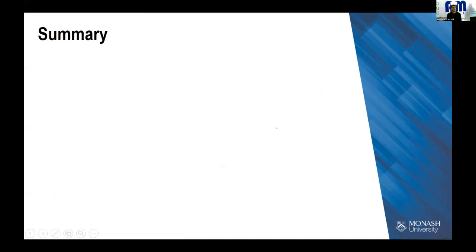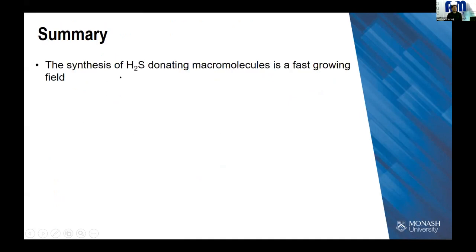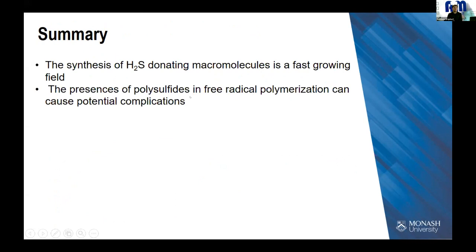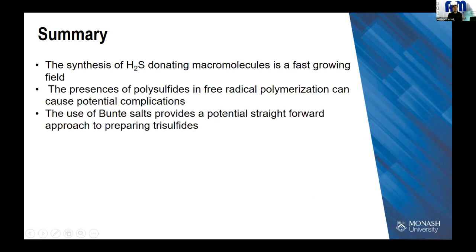So just to finish off with a summary here. The synthesis of H2S donating macromolecules is a fast-growing field and one we're particularly interested in. The presence of polysulfides in radical polymerization can cause potential complications. We saw this with the incorporation of disulfides in our product. However, the use of Bunte salts provides a relatively straightforward approach to preparing trisulfides.